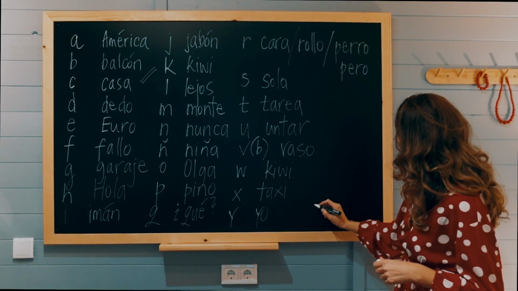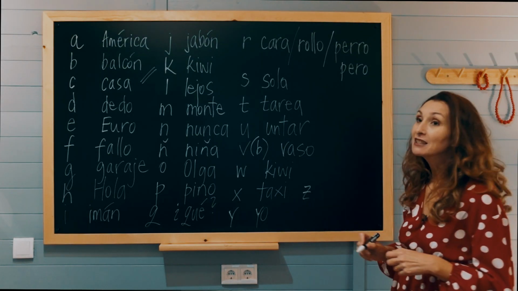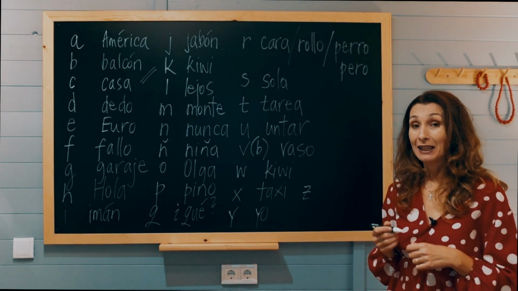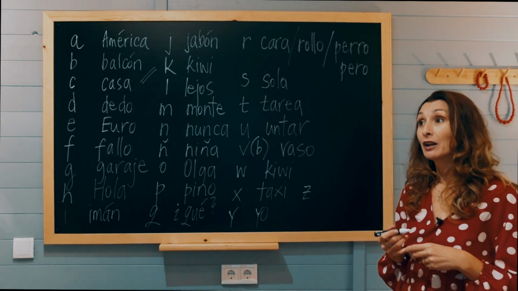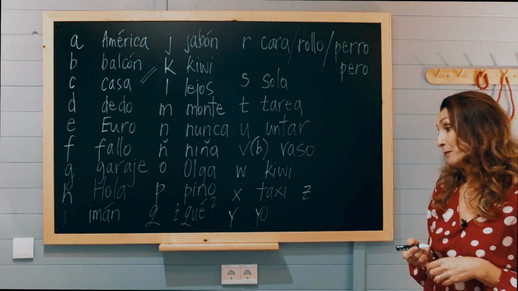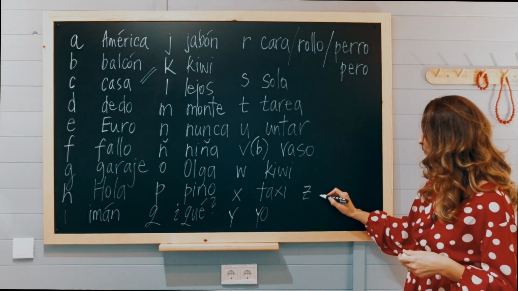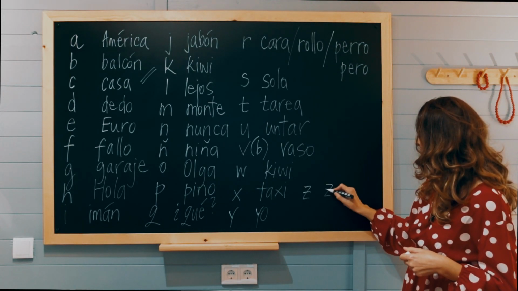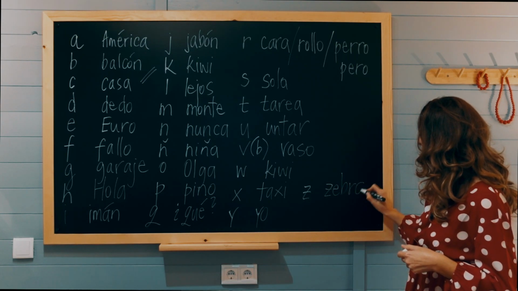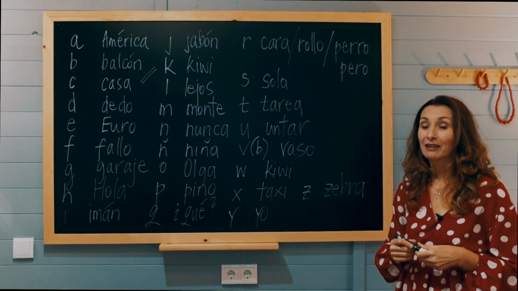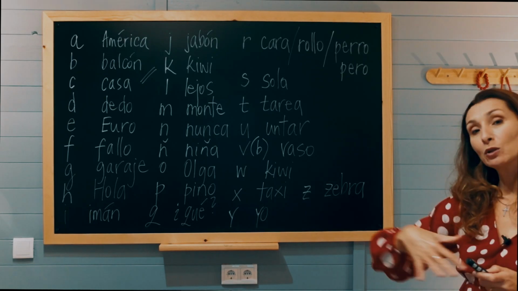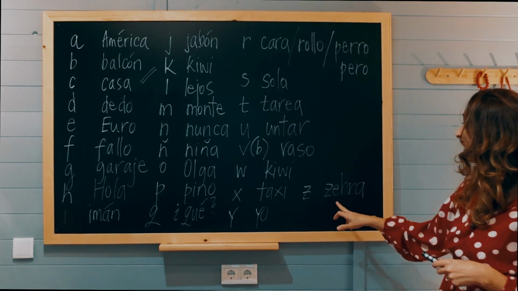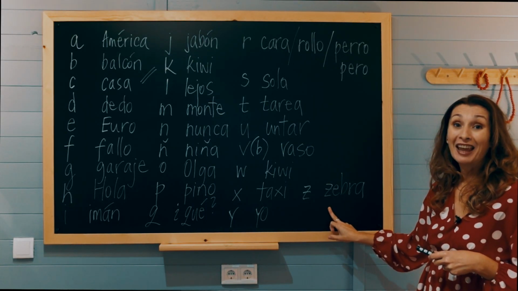And finally the last one, Z, sounds like TH in English. So thank you, thirsty, Thursday, that's the sound of Z or theta. So an example could be zebra. Okay, either an animal or the crossing on the road or in the street. Okay, zebra, like thank you, zebra.